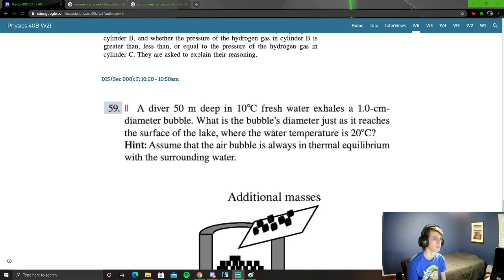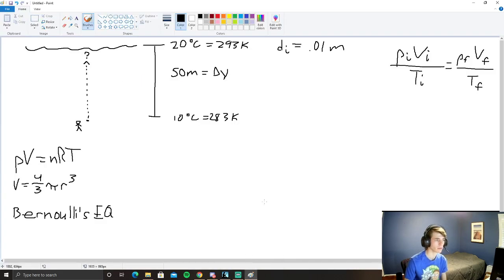A diver 50 meters deep in 10 degrees Celsius freshwater exhales a 1.0 centimeter diameter bubble. What is the bubble's diameter just as it reaches the surface of the lake where the water temperature is 20 degrees Celsius? Hint: assume that the air bubble is always in thermal equilibrium with the surrounding water. That just means we can assume it increases in temperature with the water.